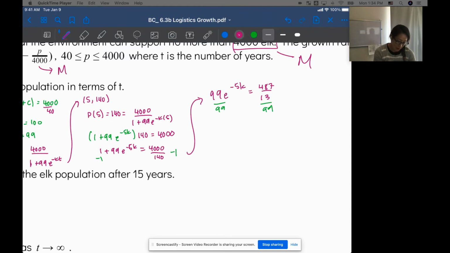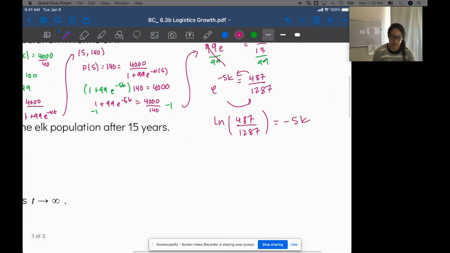Should have used two colors in my notes. All right, e to the negative 5k is equal to, and then multiply by the reciprocal, so 487 over 1,287. Change forms. ln of 487 over 1,287 is equal to negative 5k. Whew. All right, now we're almost there.